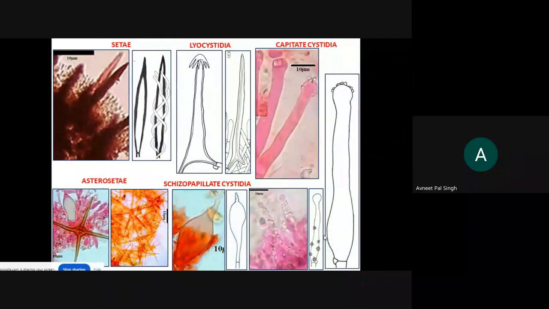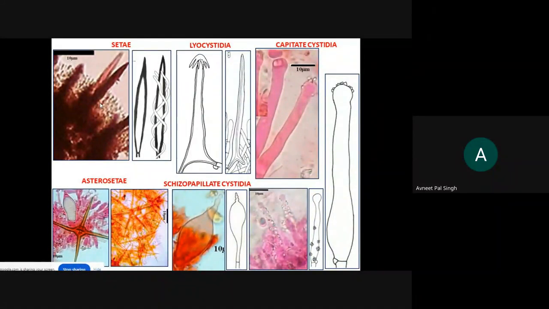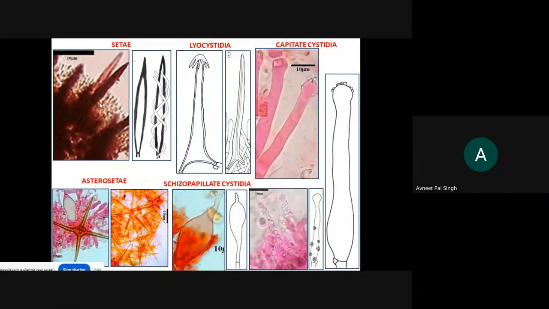So these types of cystidia have to be looked at very carefully, and sometimes cystidia give you an idea of the family where you can place your genus. For example, these structures are called CT, and presence of CT is a characteristic feature of family Hymenochaetaceae. So you can immediately have an idea what kind of family you have to look at if these structures are visible in your micro preparations.